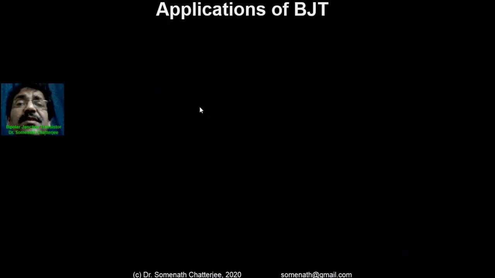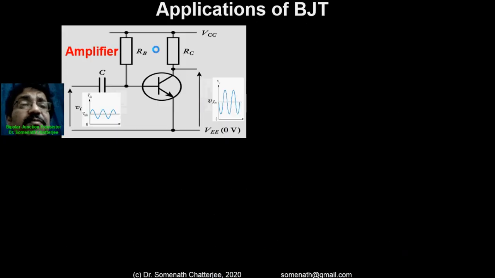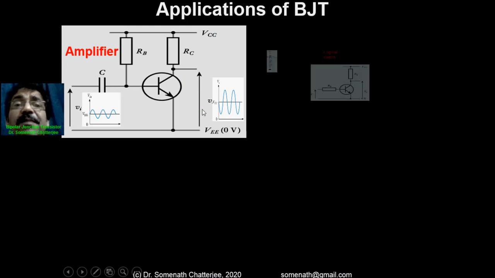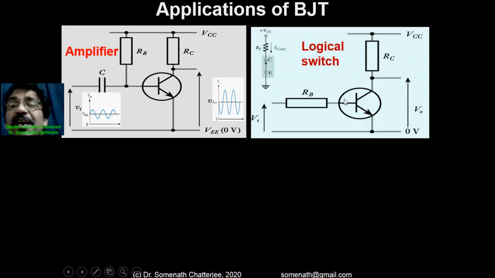Now I'm going to give the applications. The amplifier which we are discussing here, I don't need to discuss more. That amplification occurs, I already discussed step by step. Next is the logical switch. Here for the logical switch, we are using the same common emitter configuration, and this is the collector current. This is a logical switch.